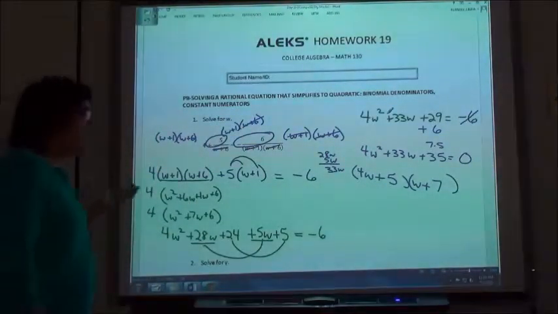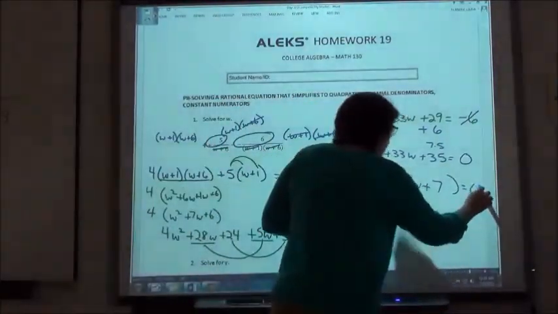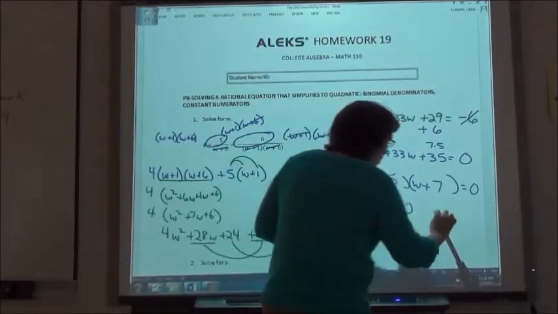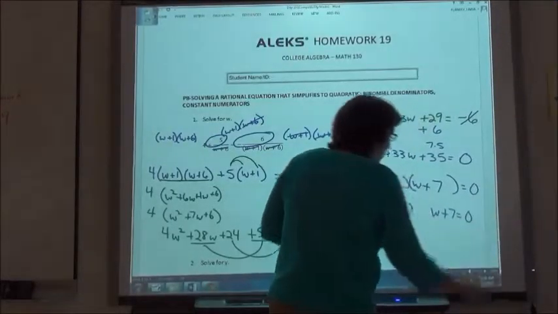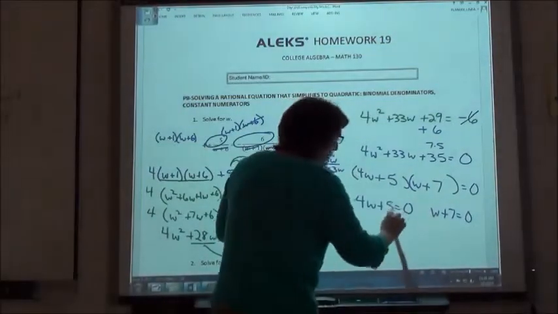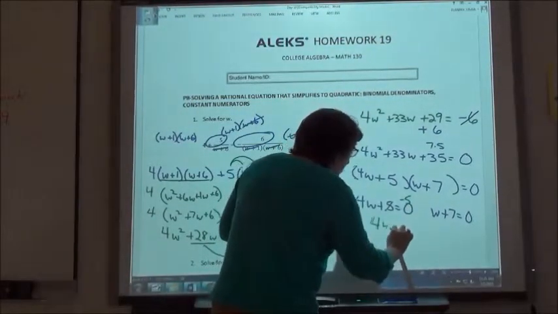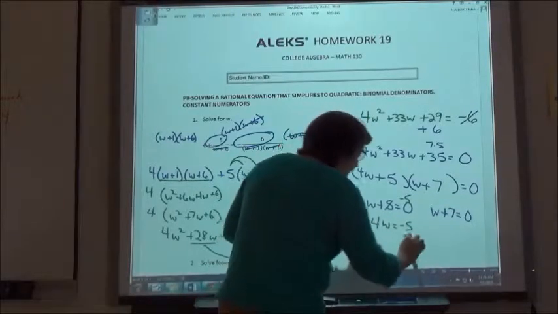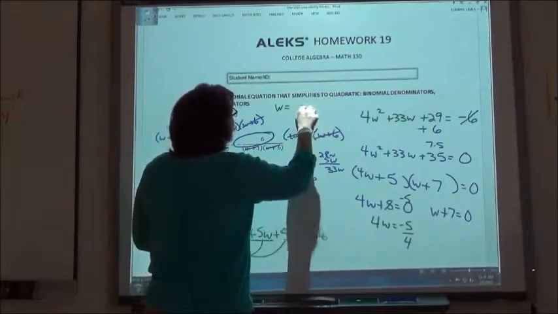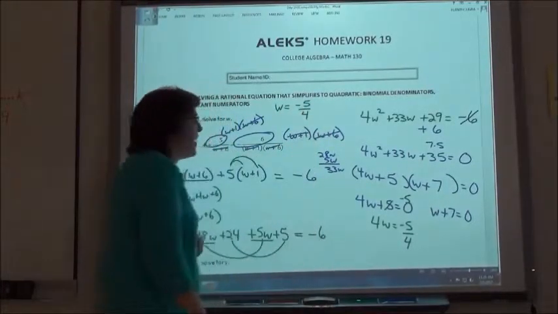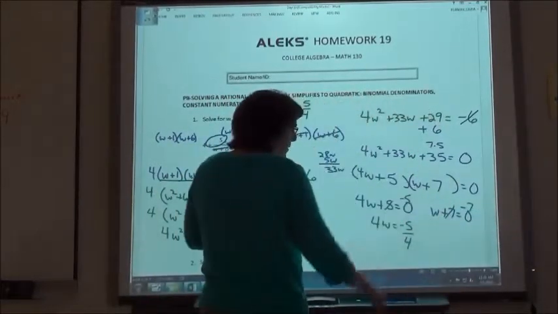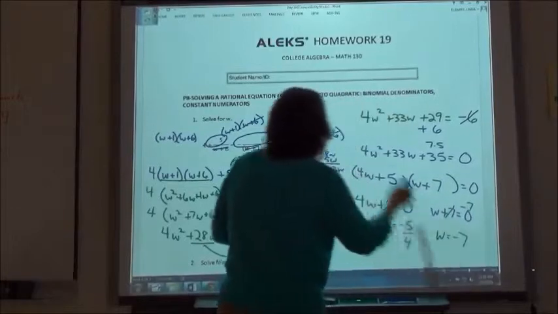We then have to solve each of those. Since it's equal to 0, either the 4w plus 5 equals 0, or your w plus 7 could equal 0. Solving each of those, I'm going to minus my 5, so 4w equals negative 5, then divide by my 4. So w could equal negative 5/4 if I write it way up there. On the other one, I got to minus my 7. W just equals negative 7.